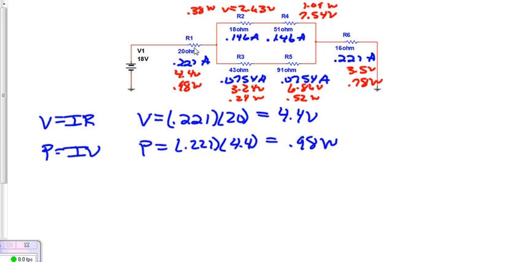So if all these resistors are light bulbs, looks like the resistor R4 would have the greatest watts, therefore it's the one burning the brightest.